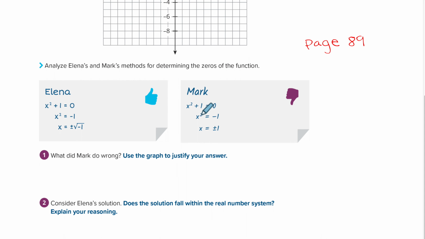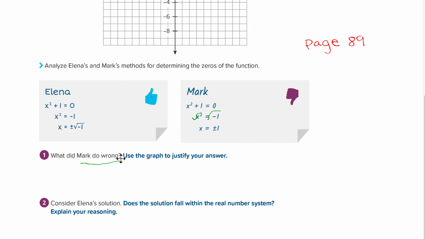What did Mark do? Mark did minus 1, minus 1, x squared equals -1. And he just put x equals plus or minus 1. He took a square root of that -1 and just said it equals 1. Well, who's right here? Who's wrong? Well, it tells you who's wrong. Mark is wrong. You can't take square root of a negative.